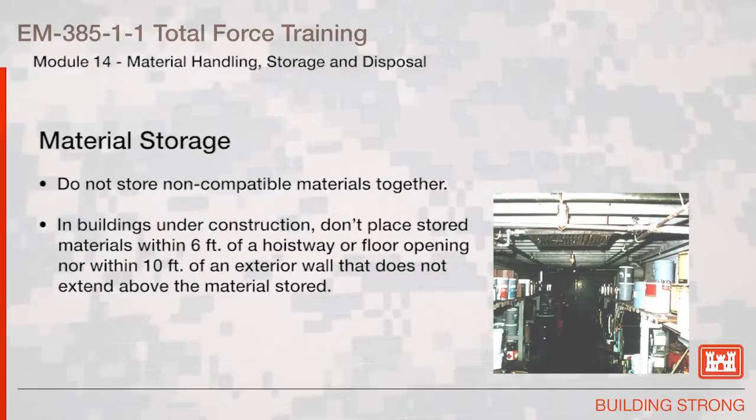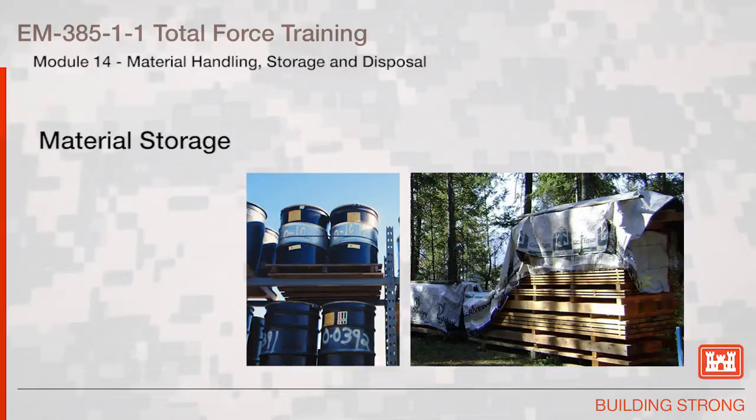Do not store non-compatible materials together. In buildings under construction, don't place stored materials within 6 feet of a hoistway or floor opening, nor within 10 feet of an exterior wall that does not extend above the materials stored. This slide indicates proper storage of 55-gallon drums on a storage rack and palletized, and proper storage of lumber.